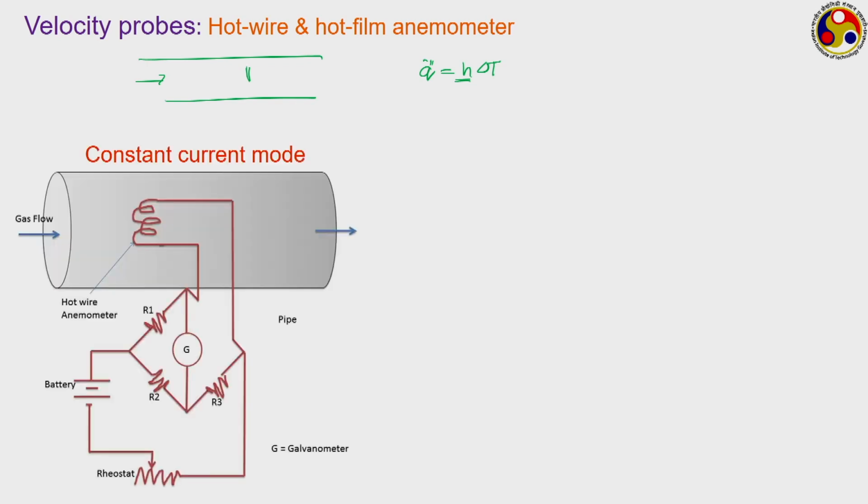We can have two different modes of this hot wire anemometer. One is the constant current mode, just like the thermal mass flow meter, where we supply a constant amount of current, and we have a bridge circuit, just shown here, with the probe acting as the fourth arm of the bridge circuit. Whenever there is a change in the temperature of the probe, there will be a change in the resistance. Accordingly, there will be some current flowing through this bridge circuit, and that current will give you a measure of the flow velocity.